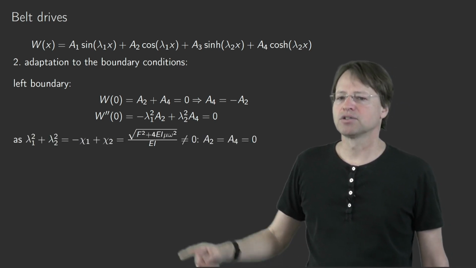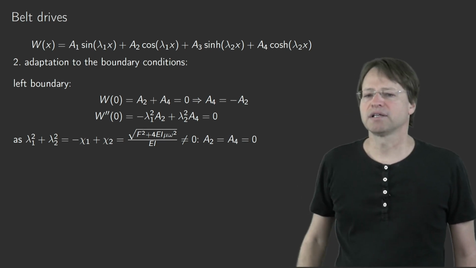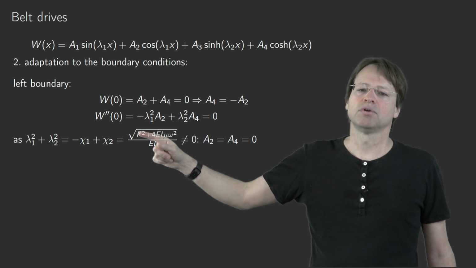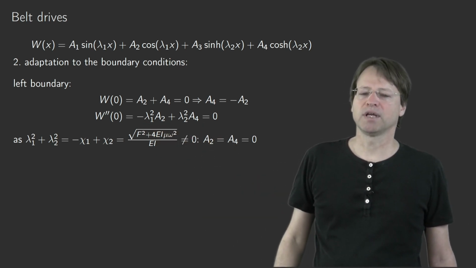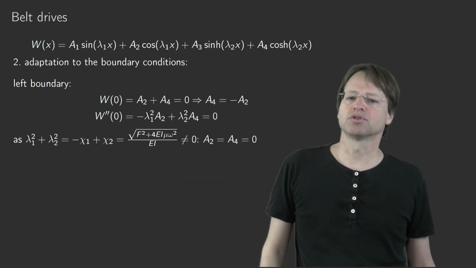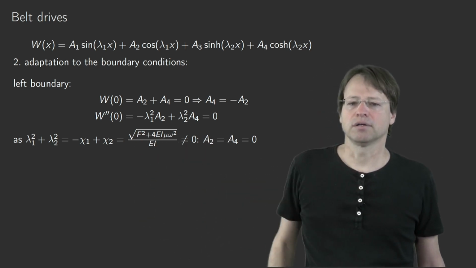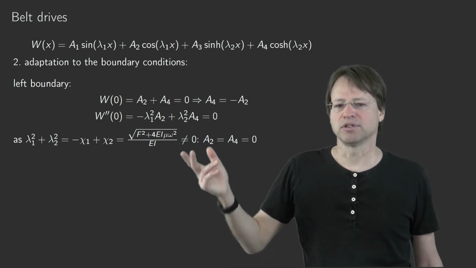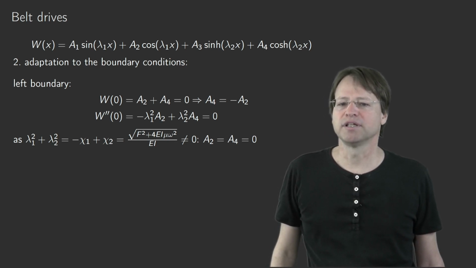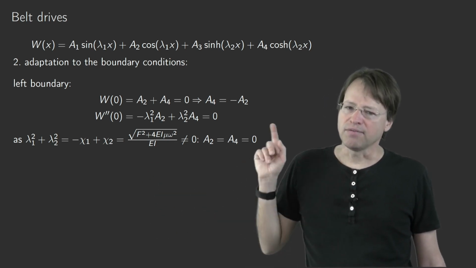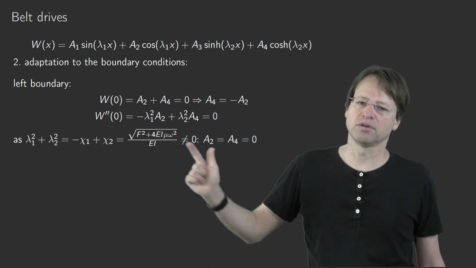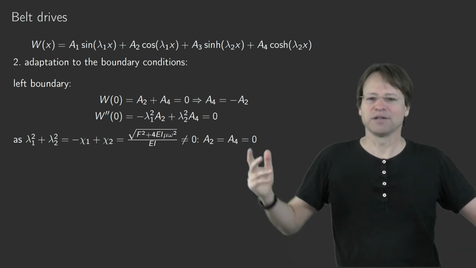I will show you. So lambda 1 squared plus lambda 2 squared is minus chi 1 plus chi 2. And this is equal to that square root that we had, the term that changes sign when we consider the two solutions of the quadratic equation, the term that changes sign in the famous midnight formula: F squared plus 4 EI mu omega squared, divided by EI. Everything is positive, so the only way to get this term to 0 is if you have no force and you have no bending stiffness, or no mass, I don't know.